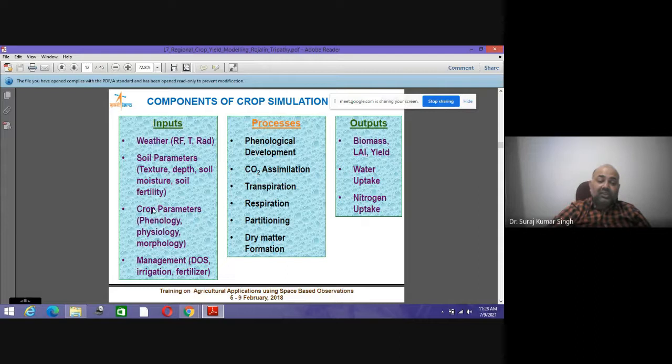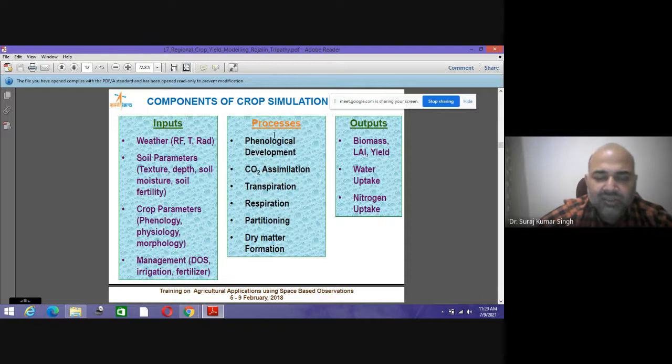And for cropping production you must see the phenology, the physiology, the morphology, and all such parameters will be modeled together finally for the management, whether it is irrigation management or fertilizer management. Once you have created all these data sets in the GIS platform, now you will be going for the modeling. So you will be processing the data sets, you will be seeing what phenological development is occurring in any area. Thereafter, you will be seeing the CO2 assimilation, transpiration, respiration, partitioning, dry matter formation, all such processes.